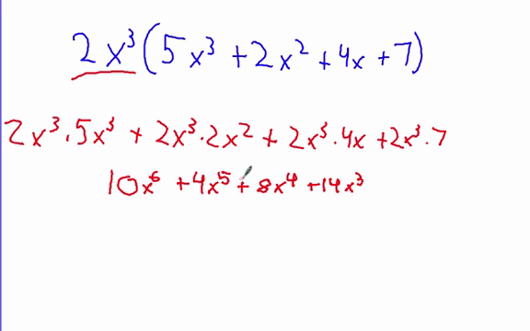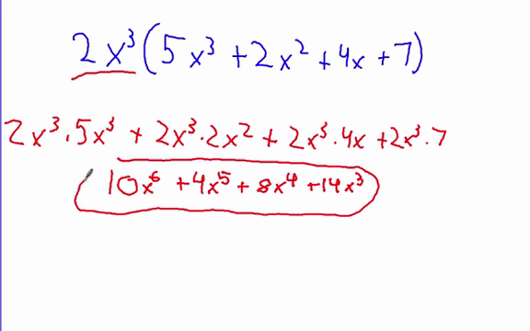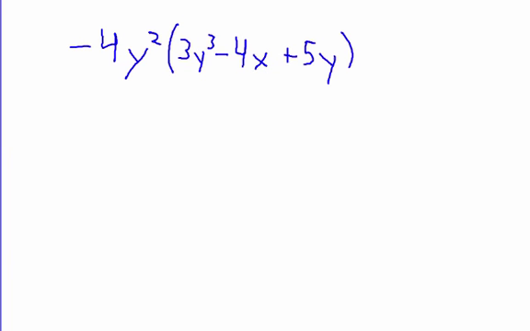Look through, I don't have any like terms, nothing can be combined. So I'm done. I've simplified our original expression, 2x cubed times 5x cubed plus 2x squared plus 4x plus 7, into this expression at the bottom, 10x to the 6th plus 4x to the 5th plus 8x to the 4th plus 14x cubed. And we're done. All right, so let's do one more example together.